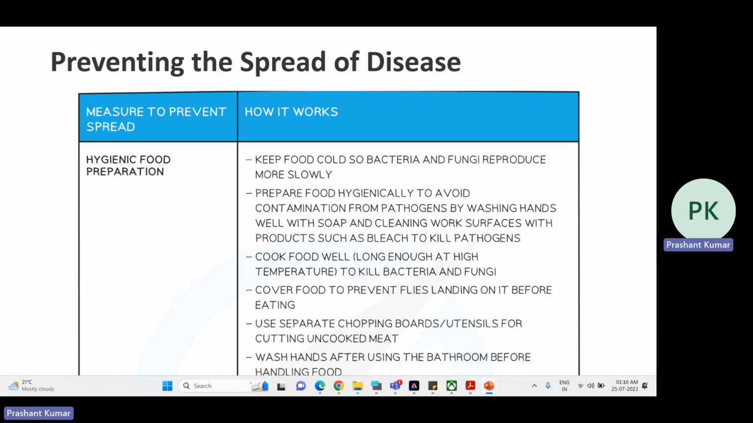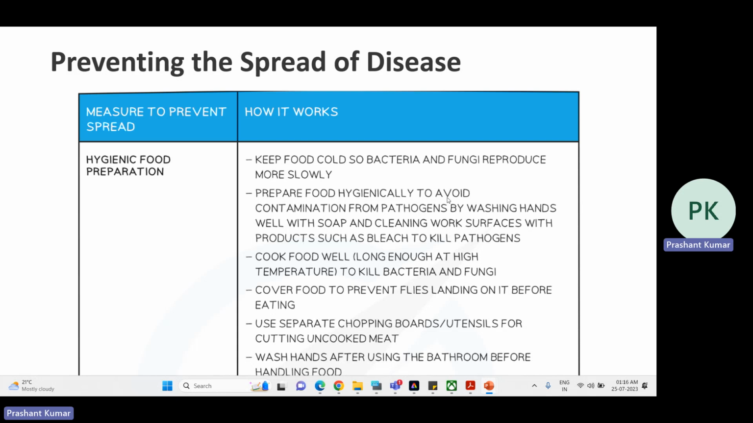So when we say preventing the spread of disease, how does it work? Take an example of hygienic food preparation. Keep the food in the cold so bacteria and fungus reproduce slowly. If you put it at normal temperature, you will find that bacteria and fungus have grown. If you put the food at a low temperature, they will reproduce slowly, or there is no reproduction.